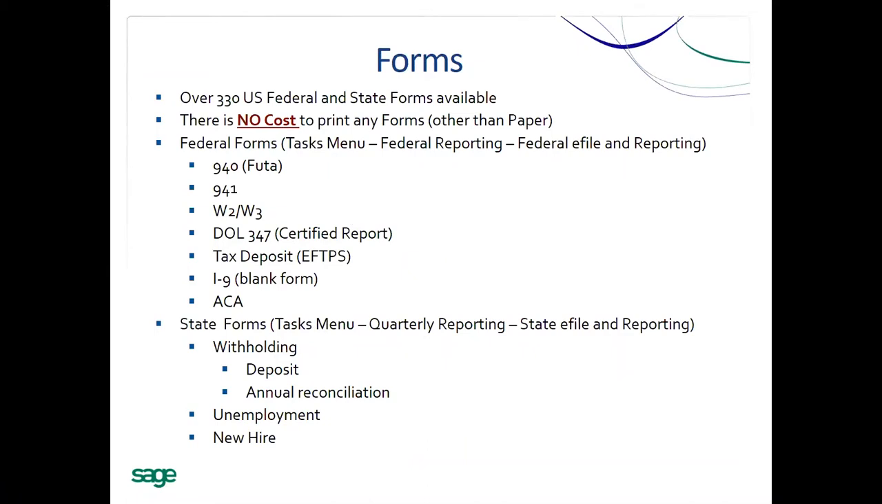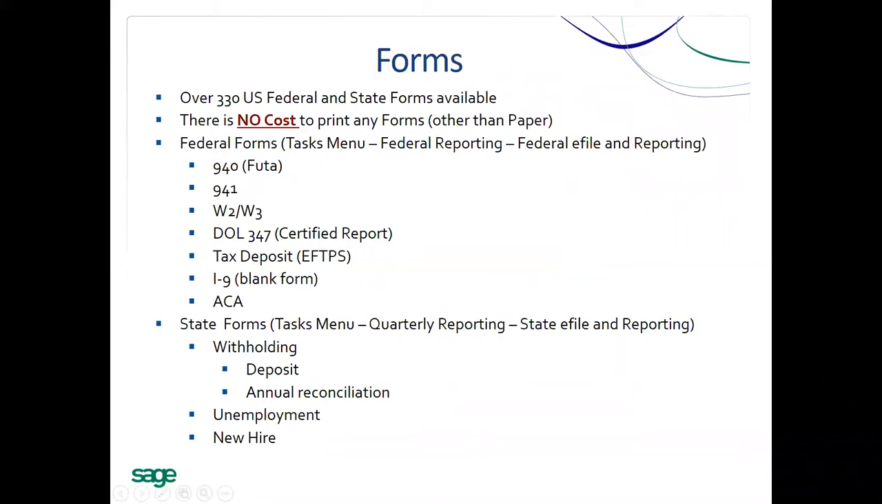Okay. So just again to review, as far as the forms are concerned, 330 potential forms, federal and state. No cost to print any of the forms. So if you're doing all the printing yourself, that part is free. The fee is for the e-filing. Here I've just listed some of the federal forms that are available, and then also the state forms.